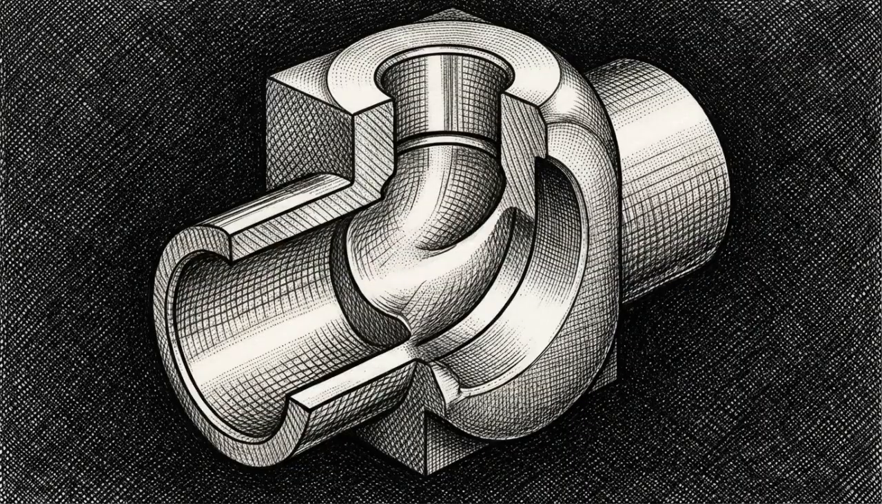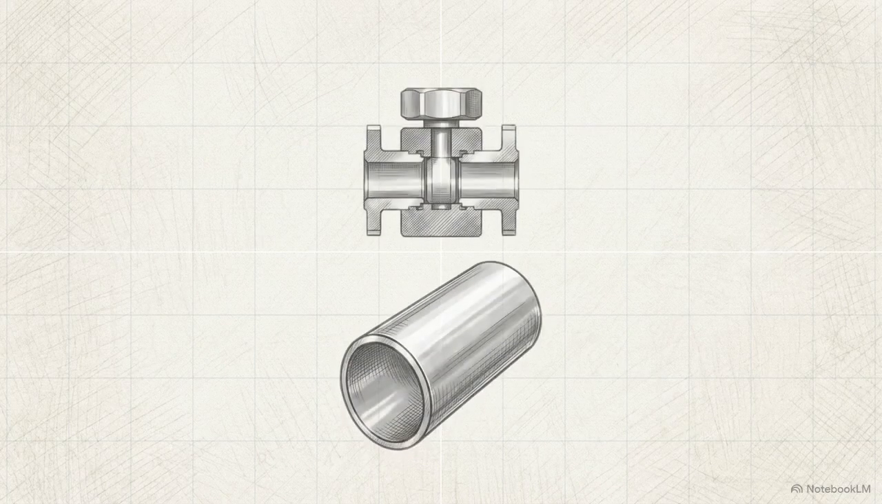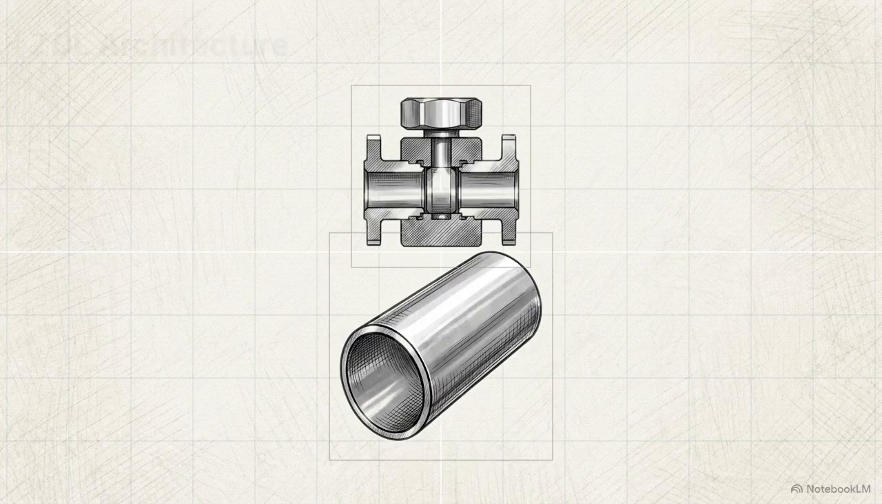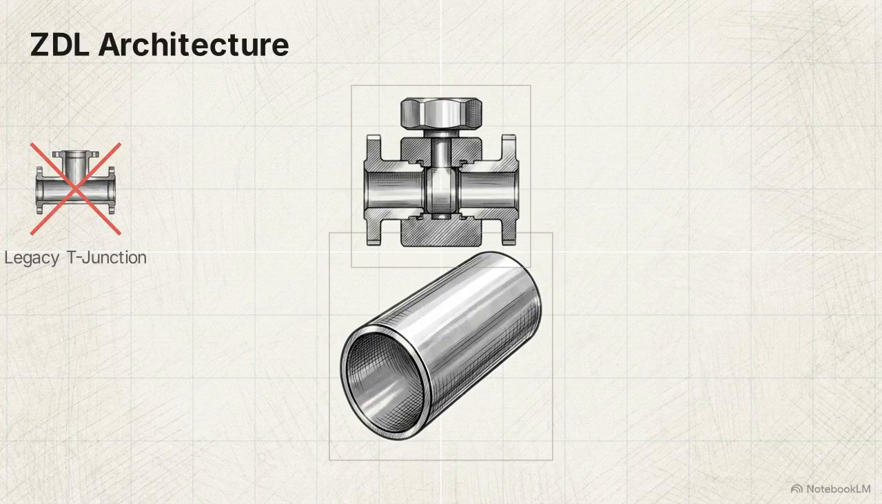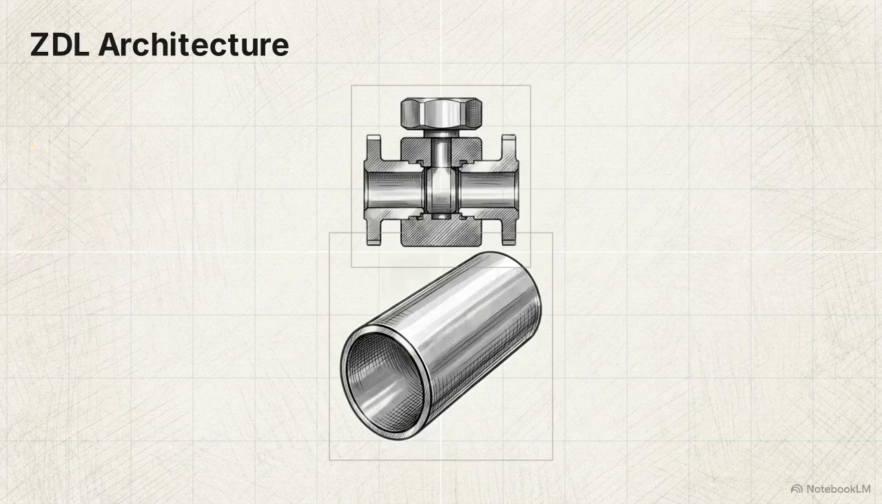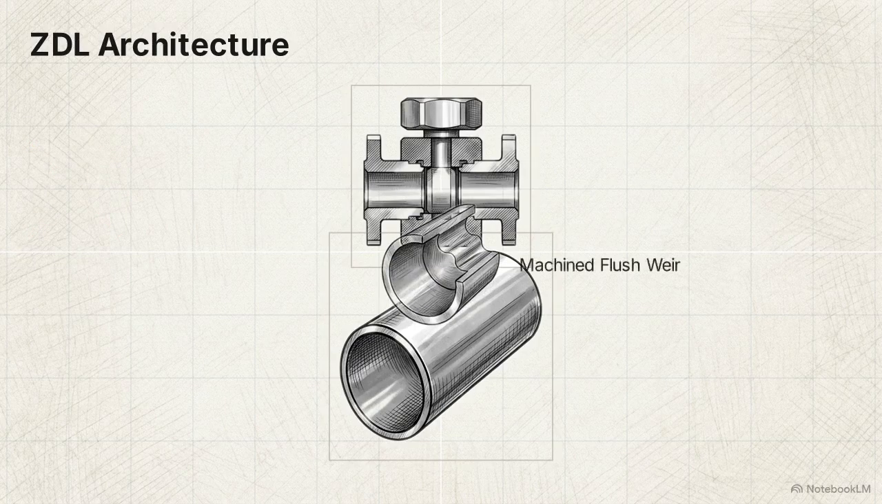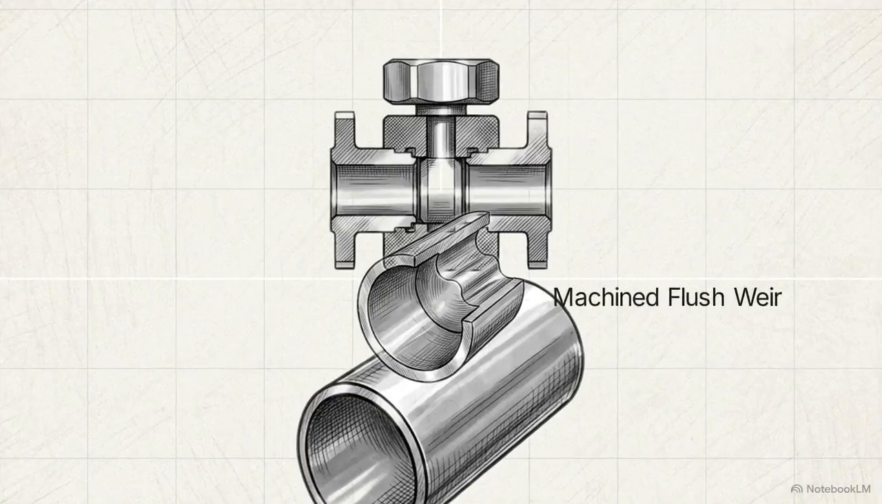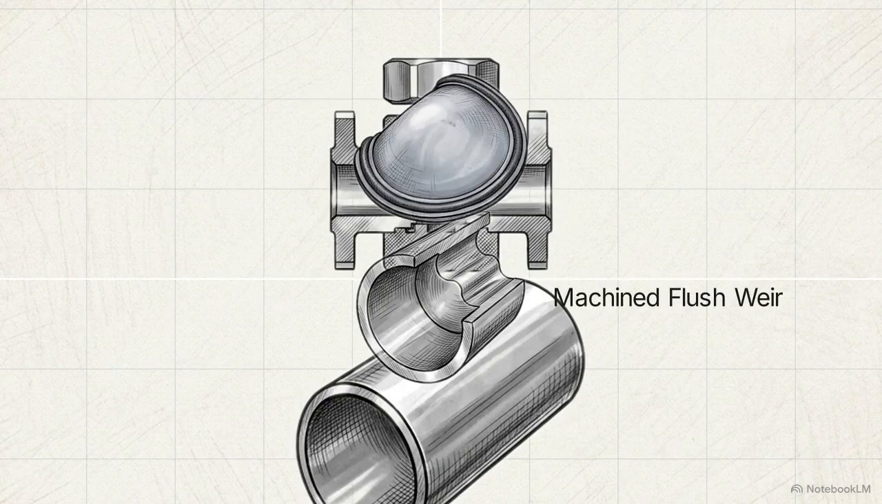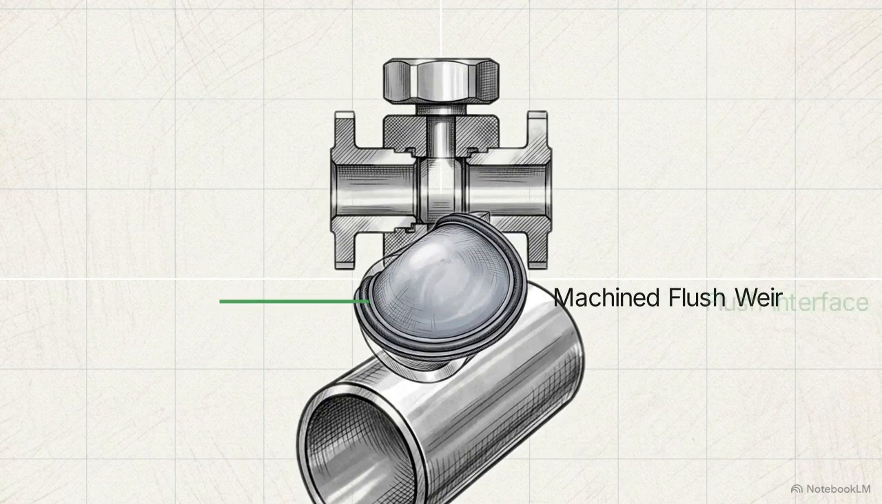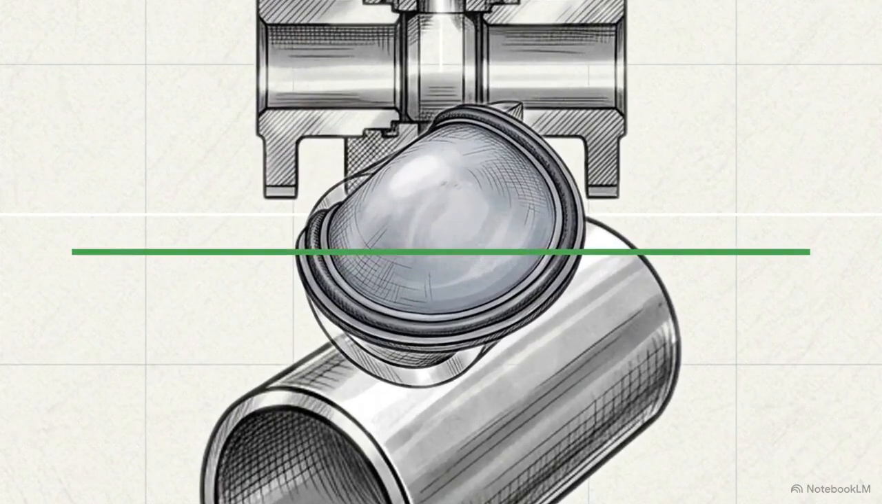The engineering solution is to eliminate the branch pipe entirely using a zero dead leg diaphragm valve, also known as a block valve. This 3D wireframe illustrates the geometric shift of ZDL architecture. Instead of placing the valve seat at the end of a perpendicular pipe, the weir is machined directly into the main distribution line. When closed, the flexible diaphragm sits perfectly flush with the primary flow interface. The immediate volumetric result is that there is zero physical space for fluid to pool.